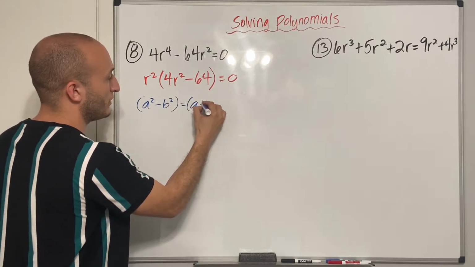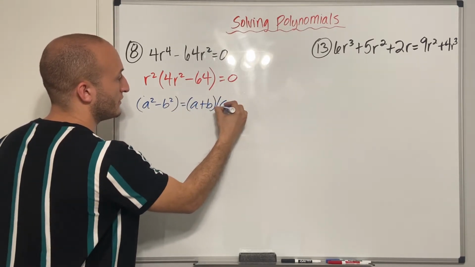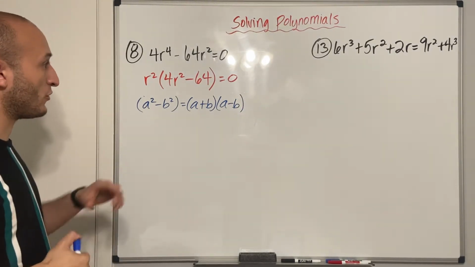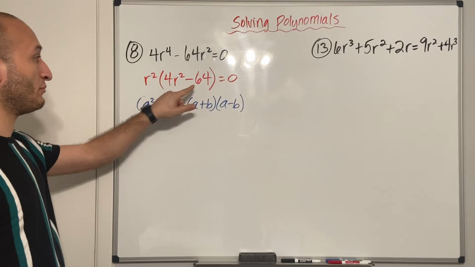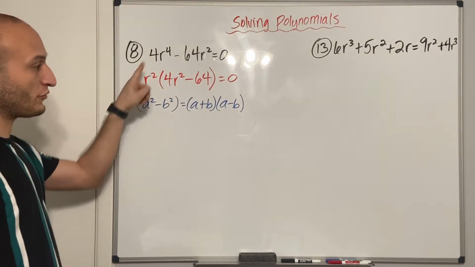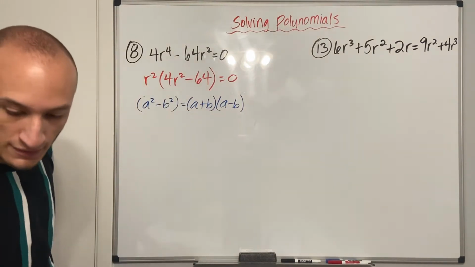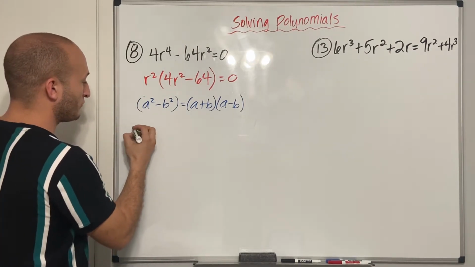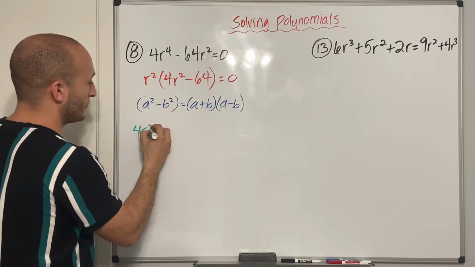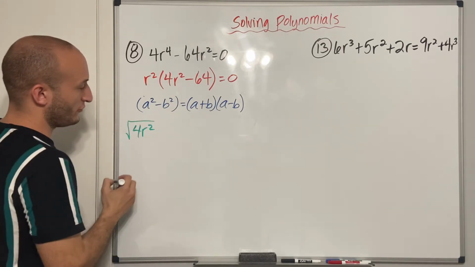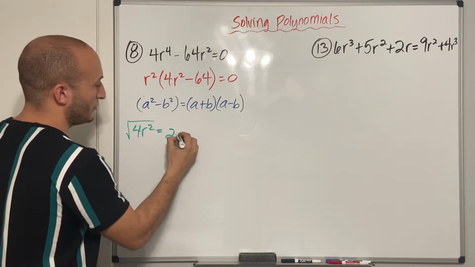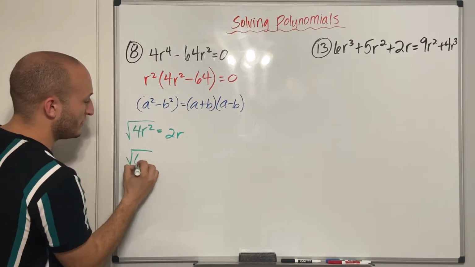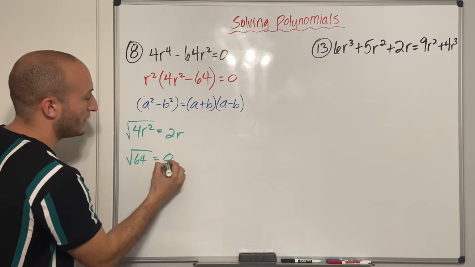Now, if we remember our equation for difference of squares, it's a squared minus b squared equals a plus b times a minus b. So essentially, this is my a squared and b squared. I need to find the square root so that I can plug in. The square root of 4r squared is 2r. The square root of b, which is 64, is 8.